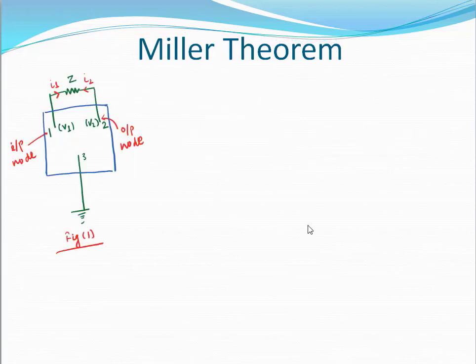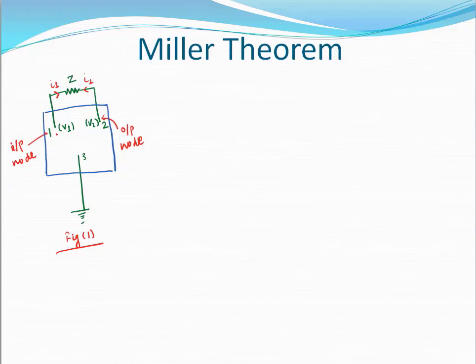So this is the scenario where we have two nodes. This is node 1 and this is node 2. Node 1 is the input node and node 2 is the output node. And there is a third node, that is the grounded one. There is one resistive element having impedance Z connected between node 1 and node 2, that is, in between the input terminal and the output terminal.